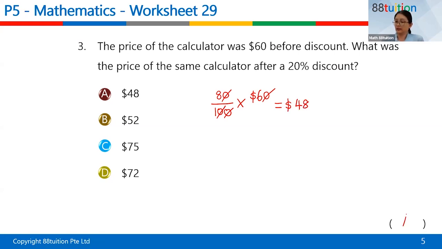Okay. Can you understand, right? You're paying 80% because 100% minus 20% is 80%.